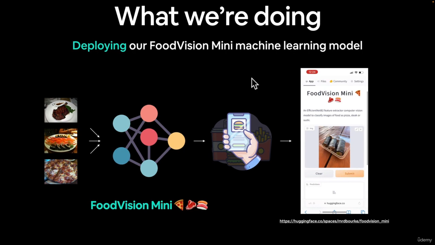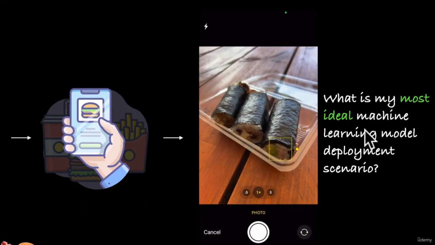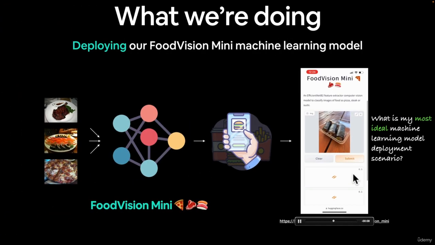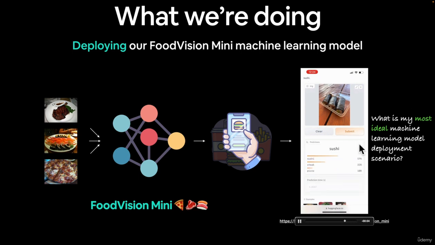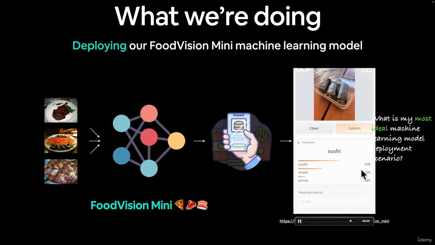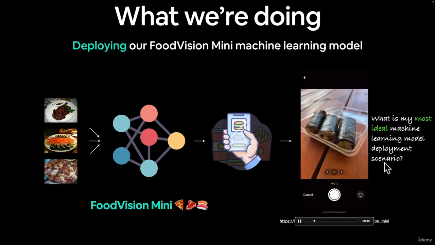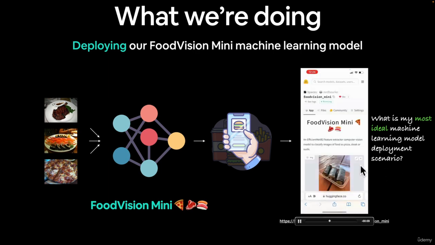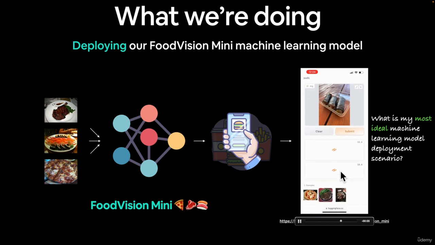So if we go back, let's ask the question, what is my ideal machine learning model deployment scenario? So this is one of our ideal deployment scenarios. It works on a mobile device, but we could probably improve this. We want it to work faster. So that would probably be something that we could improve. But it also returns predictions immediately. So on device and online. So that is our Food Vision Mini deployment scenario.